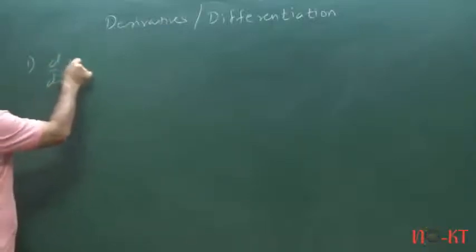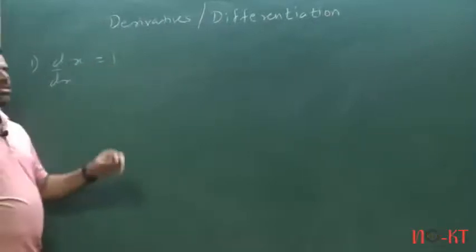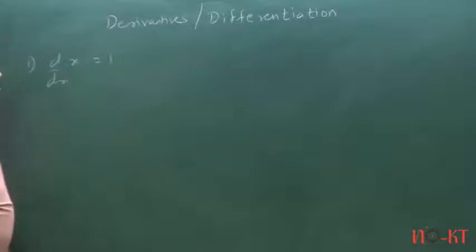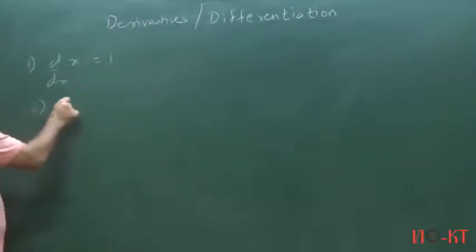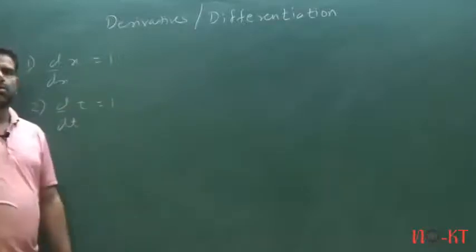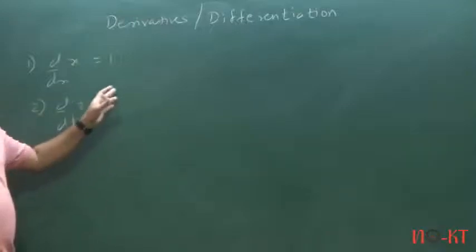d by dx of x is always 1. How do we read this? We read it like this: derivative of x with respect to x is always 1. Same way we can say here d by dt of t is also 1. Now it means derivative of t with respect to t is also 1, and so on.